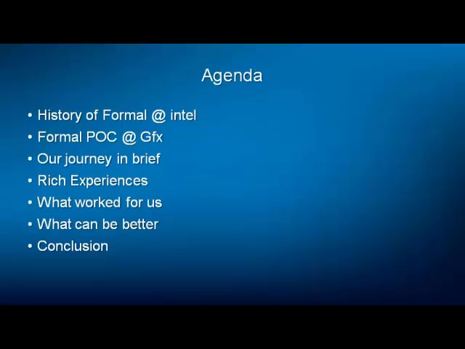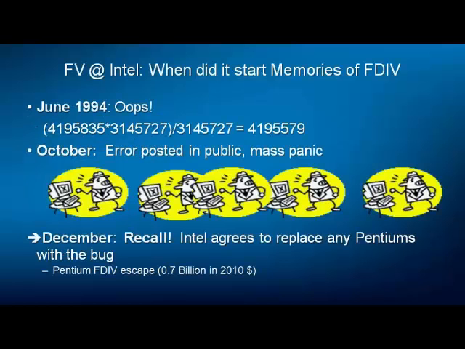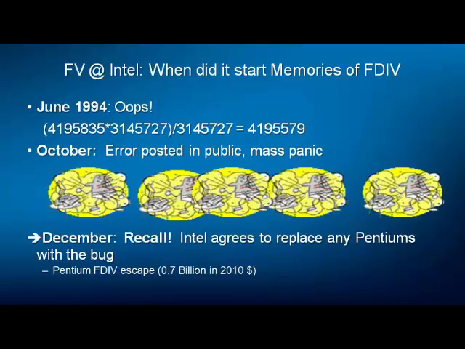As you all know, the way Intel embraced formal was with the FDIV bug. I hope you all remember what it is. In June 1994, there was an operation where you multiply two numbers, and when you multiply and divide by the same number, you get a completely different result. So x into a by a, you will get some x bar, which is not equal to x. This was posted in public, and there was a mass panic and a big recall, and Intel agreed to replace all these Pentiums with the bug. It cost 0.7 billion in 2010 dollar equivalent.